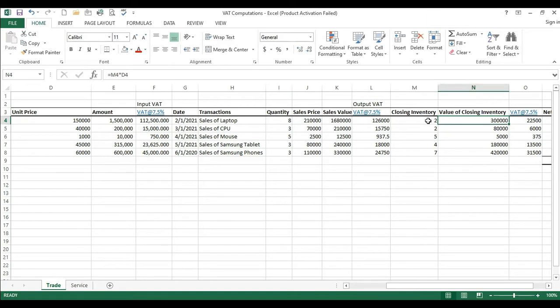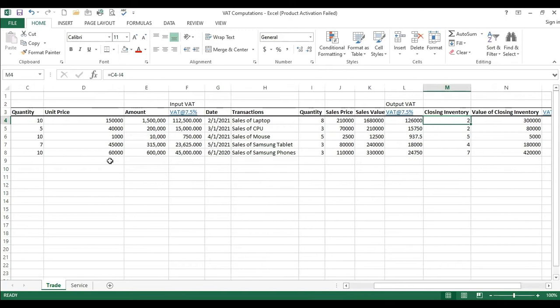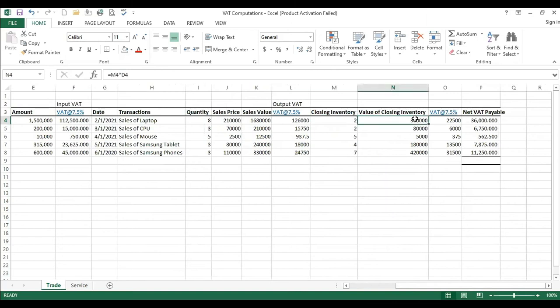So the value of the closing inventory, you are going to calculate it. That is the 2 closing inventory multiplied by the price per unit. The price per unit here is 150,000 naira. This is the value of the closing inventory. Then you now calculate the VAT on the value of the closing inventory. Because you've not sold it, you cannot recover input VAT from that aspect. Now that's 22,500.